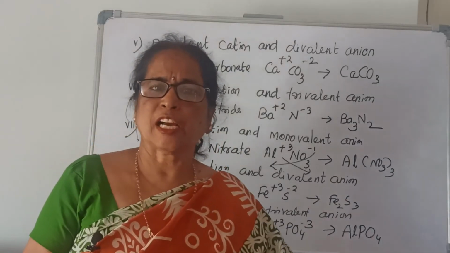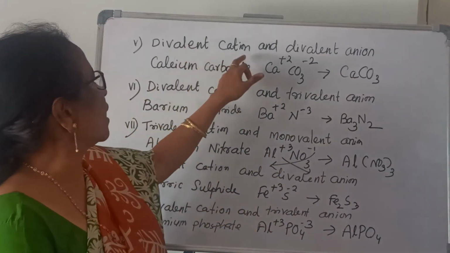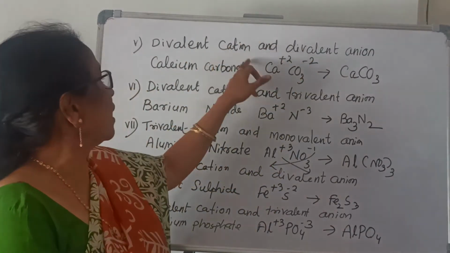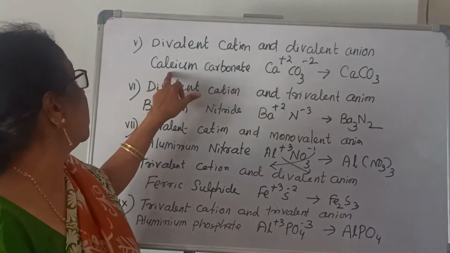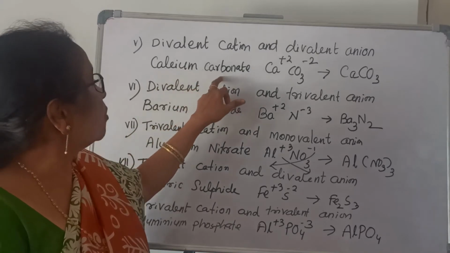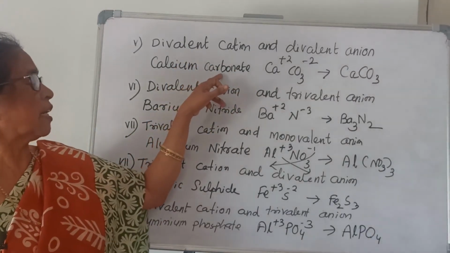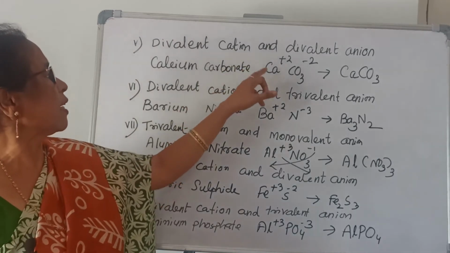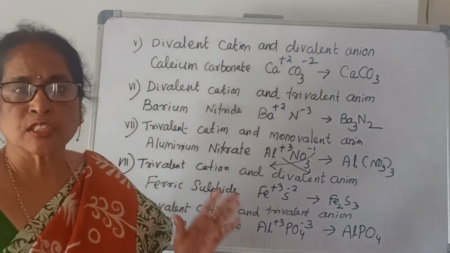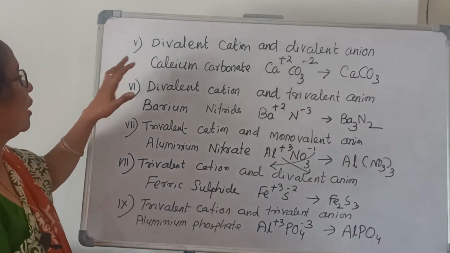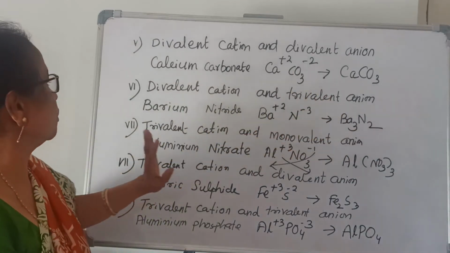Now see other examples of different type of compounds. I already said divalent cation and monovalent anion example I have completed. Now see calcium carbonate. Calcium, see divalent cation, calcium is divalent and carbonate is divalent. So divalent cation, divalent anion, what happened? 2 cancel, so the answer is CaCO3. Again see divalent cation, divalent anion, cancel, so CaCO3.